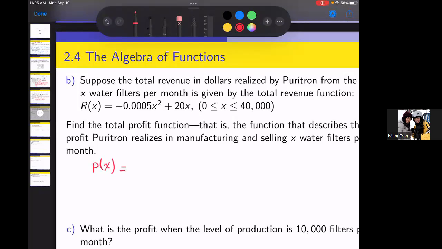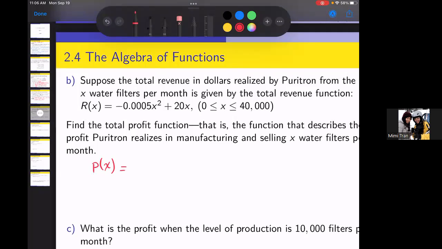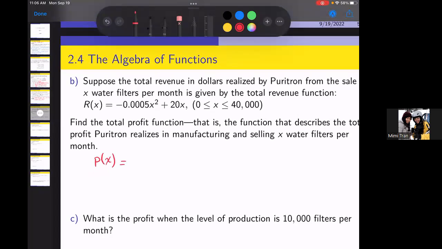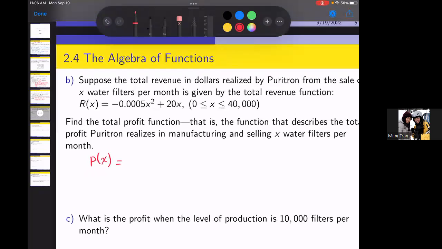I think it's the revenue minus the cost, right? I know how much I make. So the profit function, I denote P of X. P for profit. It's going to be the revenue function, how much I bring in, minus the cost.